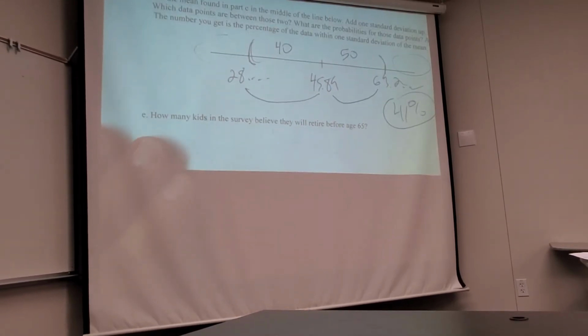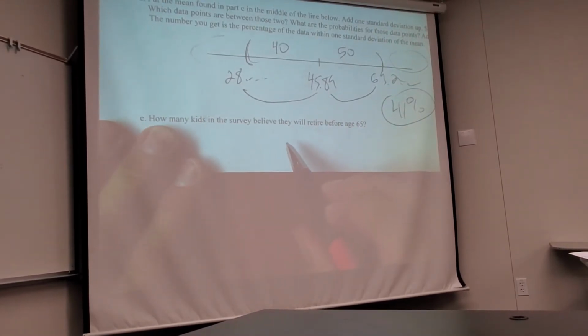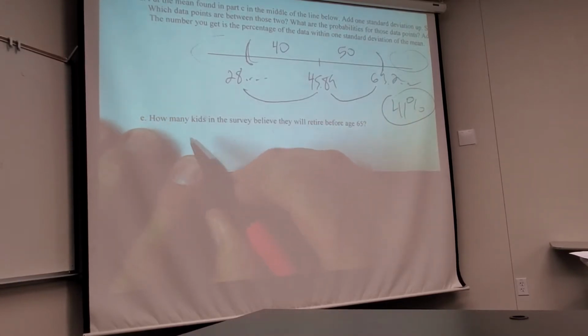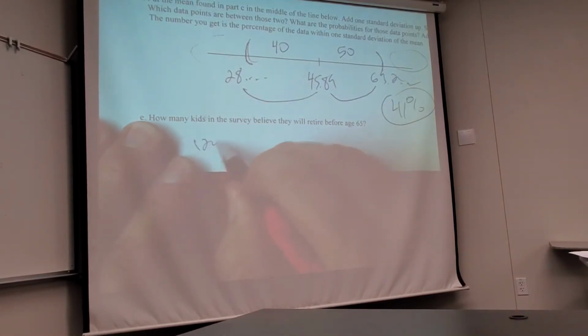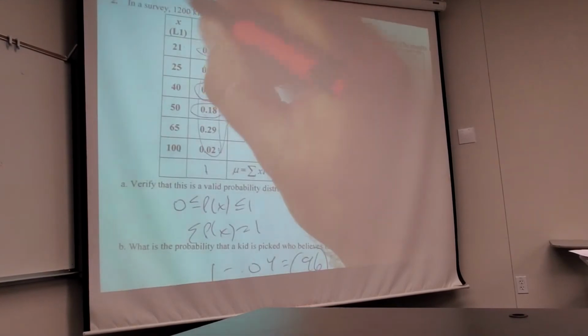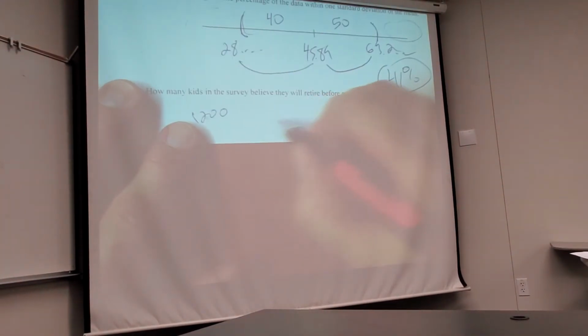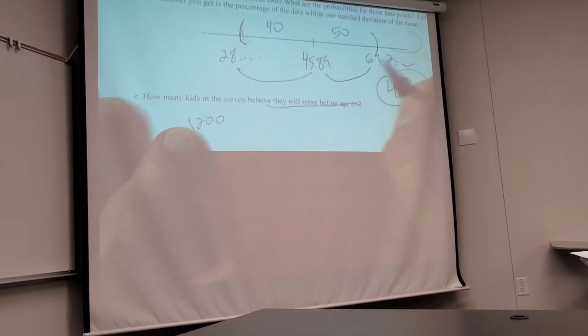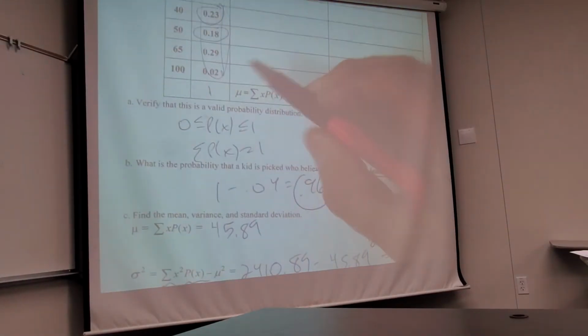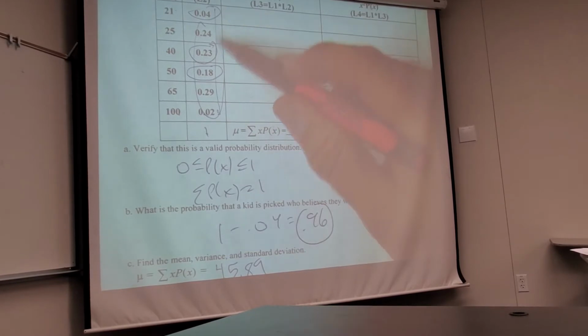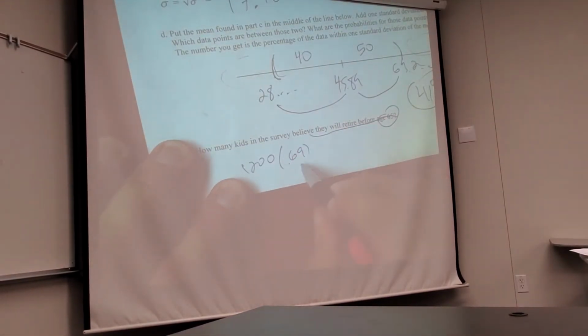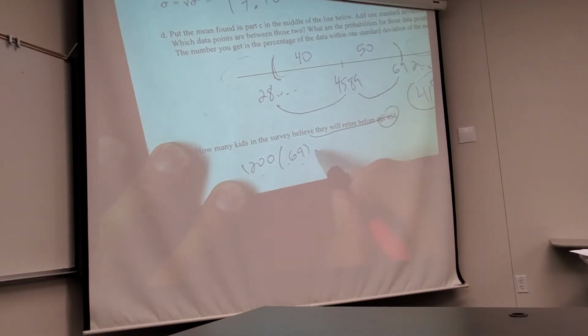All right. How many kids think they'll retire? Well, how many kids total are there? 1,200. Some of you are like, how do you know that? Because I said that way up there. 1,200 kids. What percentage of them think they'll retire before 65? If you add up all these things, you get what? 0.69? So if I multiply that, 69% of 1,200. 828. 828.